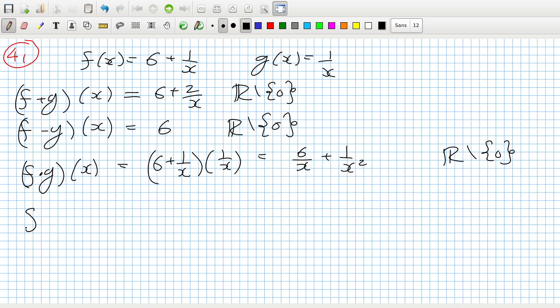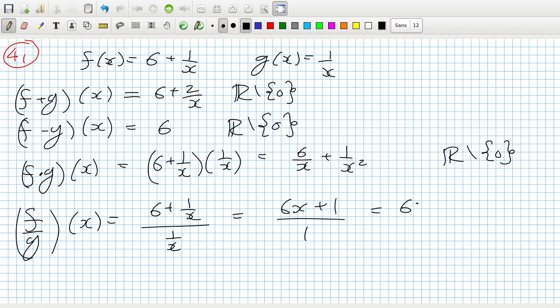And then f over g of x would be 6 plus 1 over x over 1 over x. Multiply above and below by x. So that's 6x plus 1 over 1. So that's 6x plus 1. But again, the domain is all real numbers except for 0. Let's see if that matches the back.